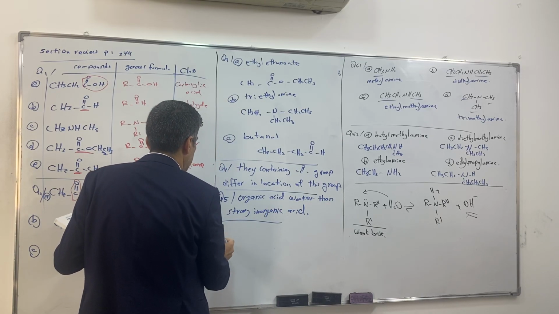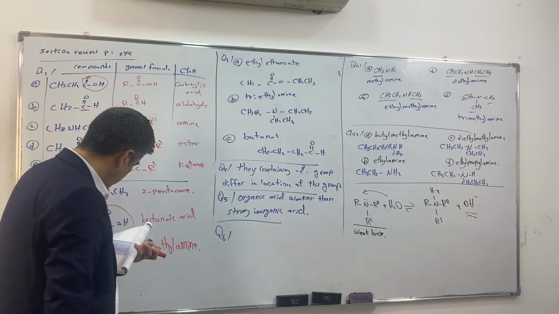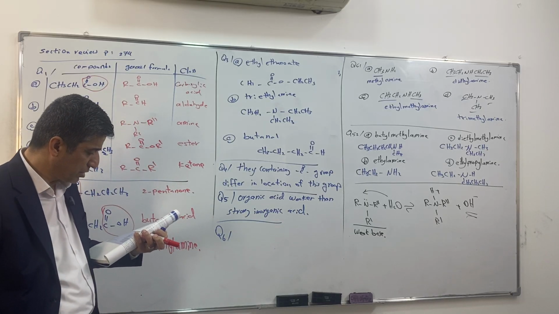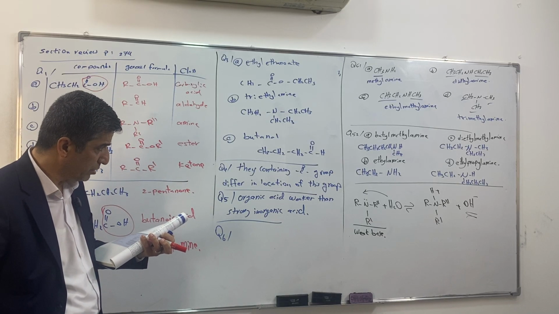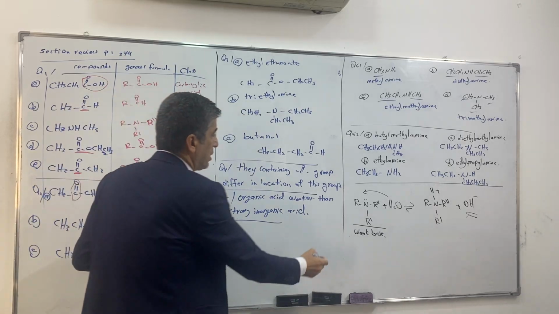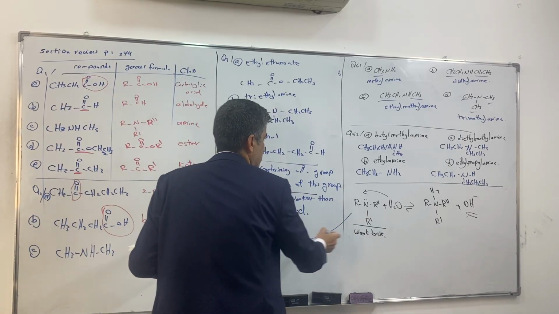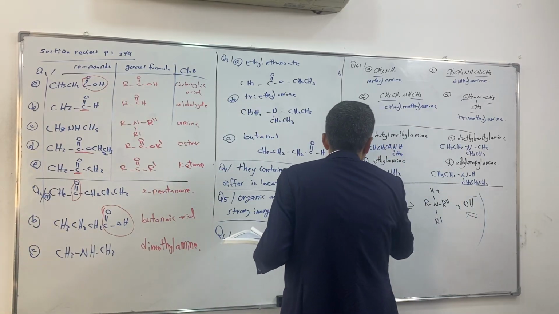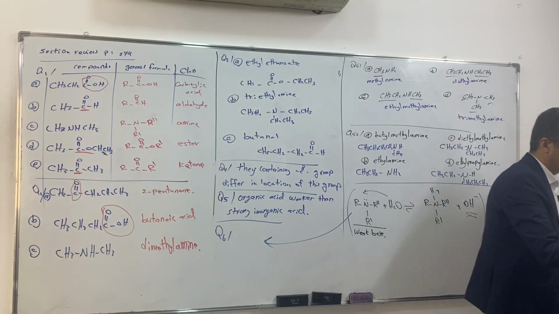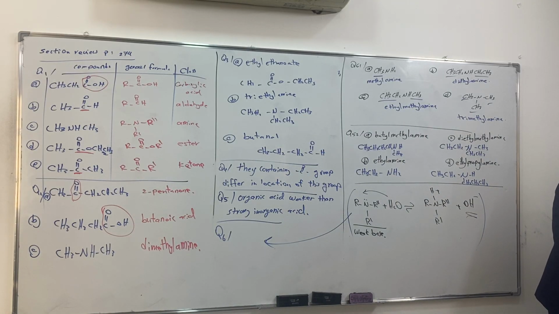Question 6, the last question we have here. Show the reaction that occurs when amines dissolve. This is the answer for this question. This is the equation which shows the reaction which occurs between amine and water. When they dissolve in water, they are weak bases.